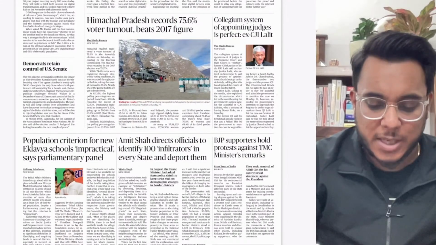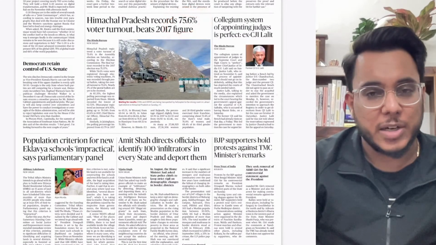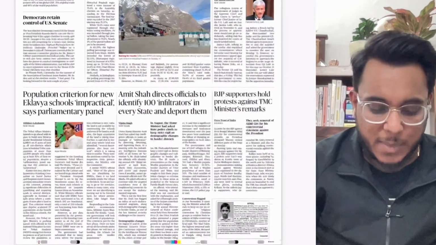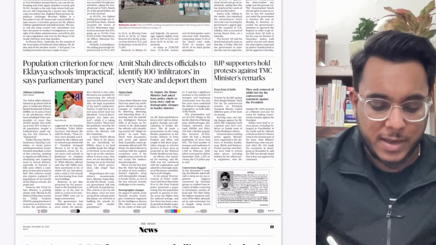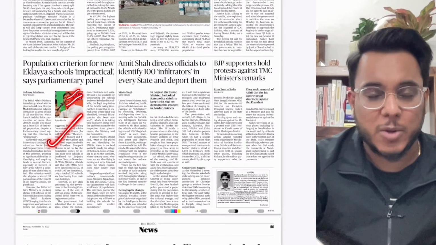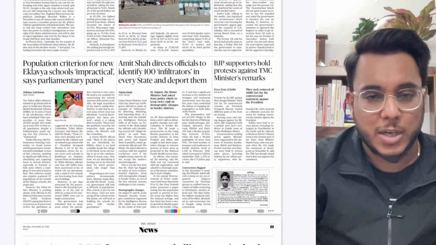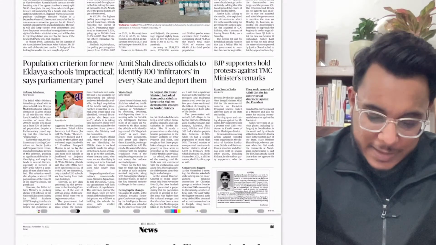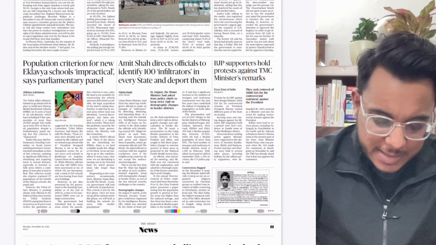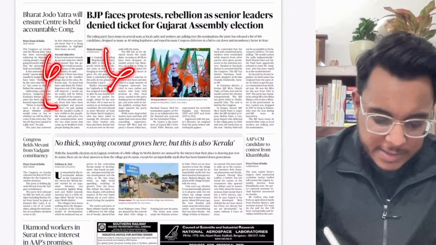Himachal Pradesh records 75.6% voter turnout as the voting was held in Himachal Pradesh. Then population criteria for new Eklavya schools impractical. We'll see this particular article. A parliamentary panel has talked about the challenges that will be there in the Eklavya residential schools. Then after that, the political articles are not very important for the examination.